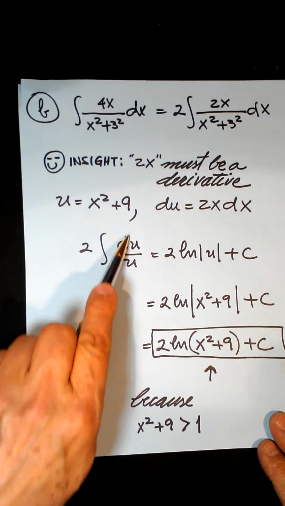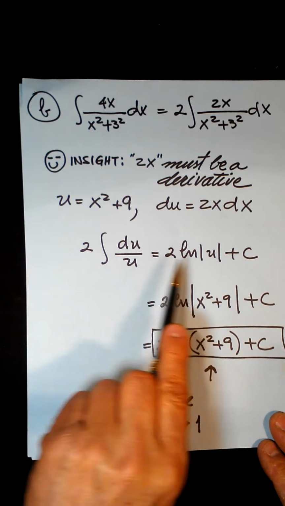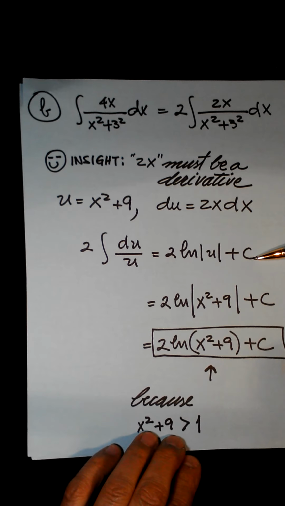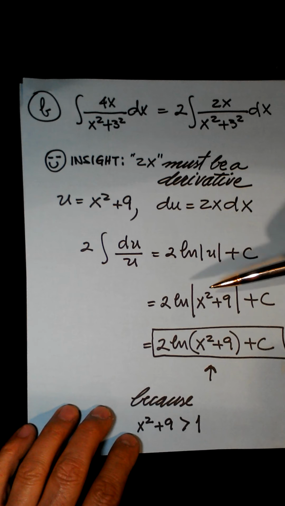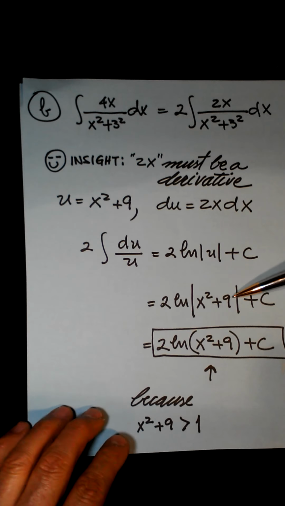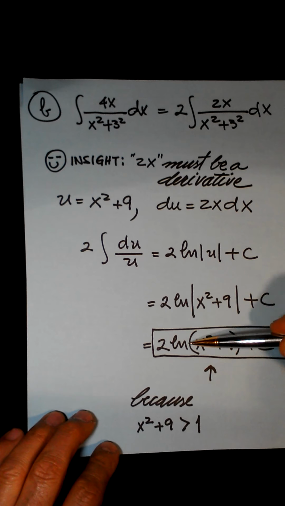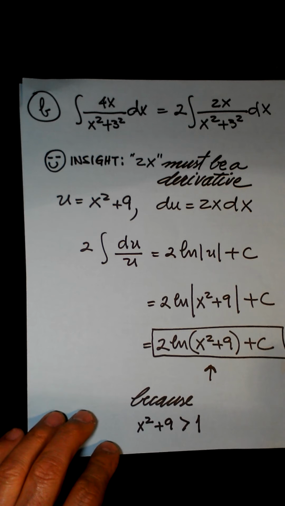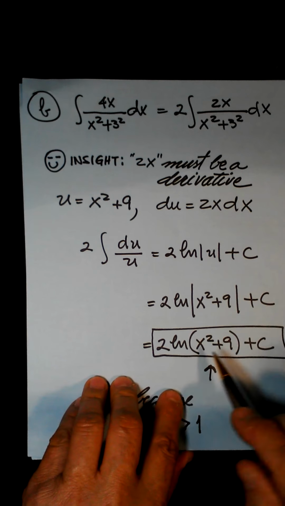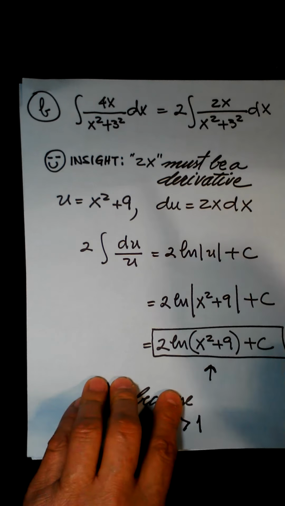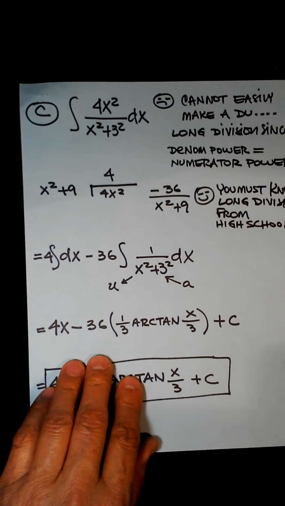Because we got 2 du over u, this is log natural. So we got back to log natural plus c. Absolute, but you don't need the absolute because x squared is always positive, plus 9 is always positive. Therefore, you can just put a parenthesis. And this is the solution. 2 log natural of x squared plus 9 plus c. That's how you deal with the case B.